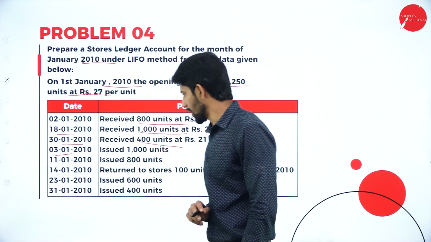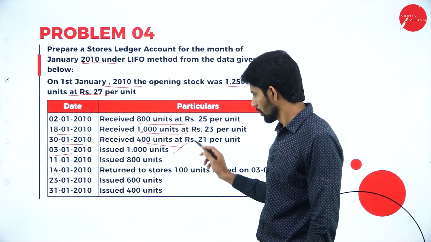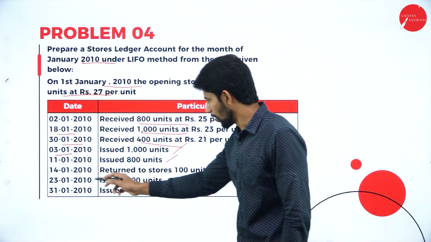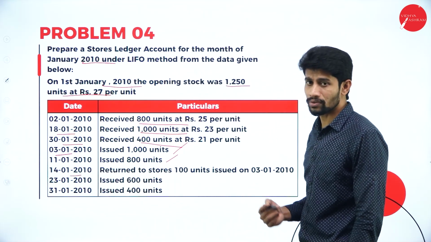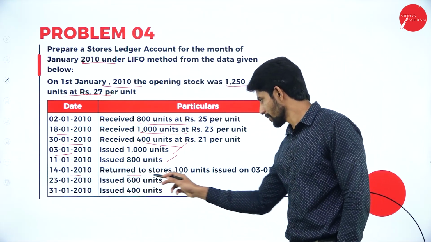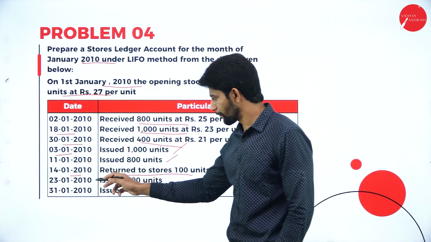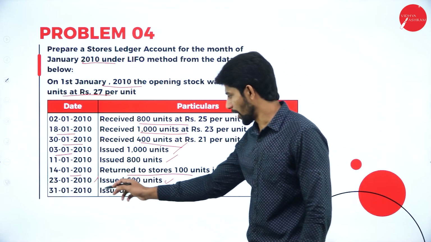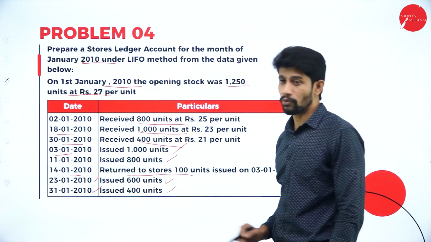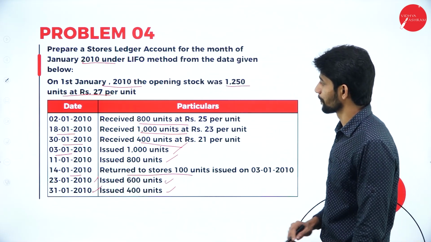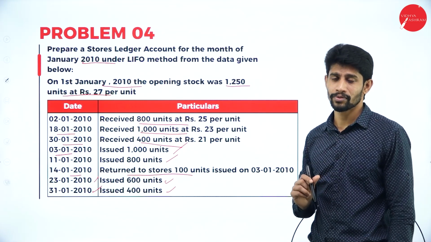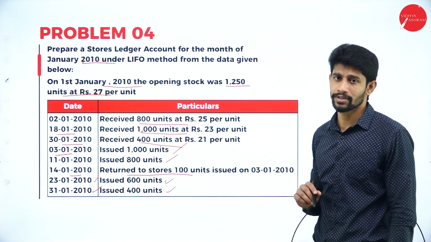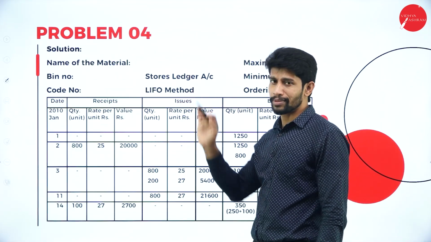And on 3rd Jan, they issued 1000 units. On 11th Jan, they issued 800 units. On 14th, they received some return. Next, 23rd Jan, they issued 600 units. And 31st Jan, they issued 400 units. So by using this information, we are supposed to solve the problem under last in first out method. So the format will be the same.